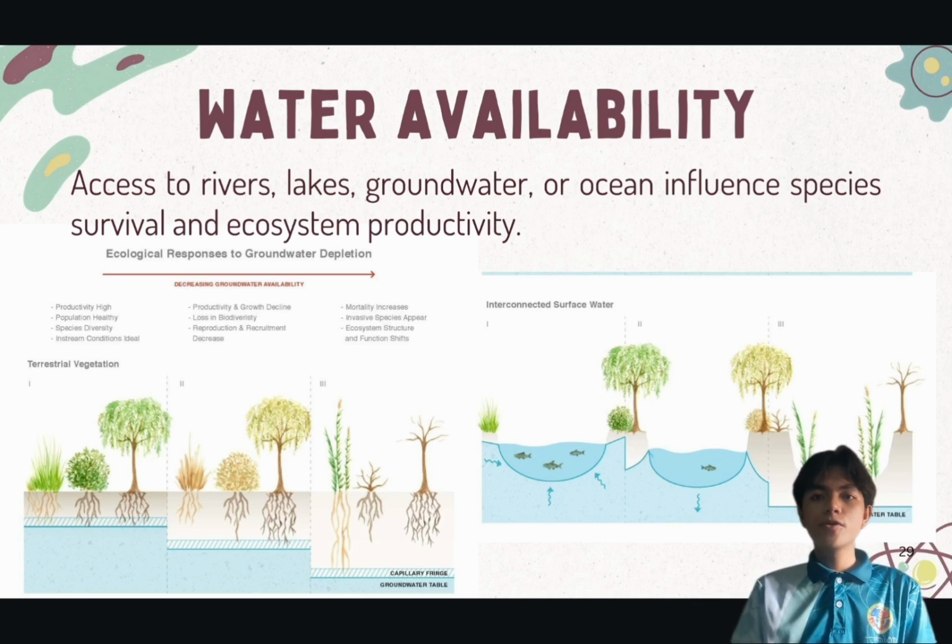Another important factor is water availability. Water is essential for all living organisms. It is used for drinking, reproduction, and many biological processes. Areas near rivers, lakes, or oceans tend to have higher biodiversity because water supports both plant and animal life. On the other hand, places with limited water like deserts have fewer species. So, the more water there is in an area, the more it increases spatial richness.